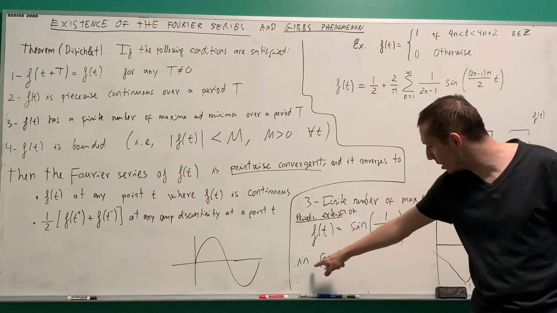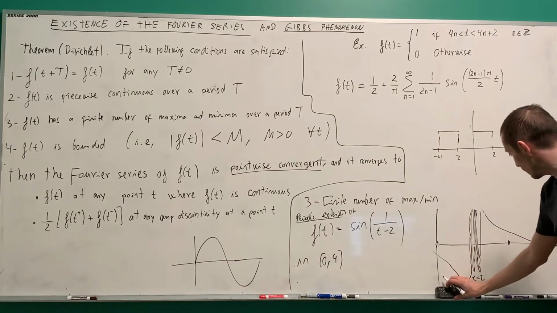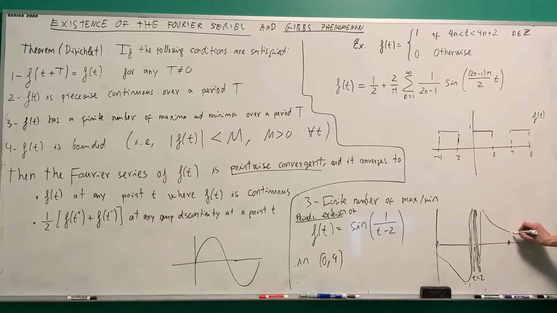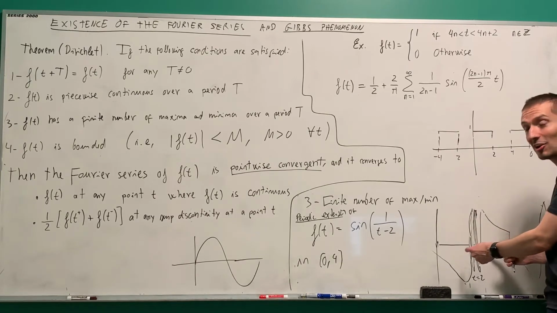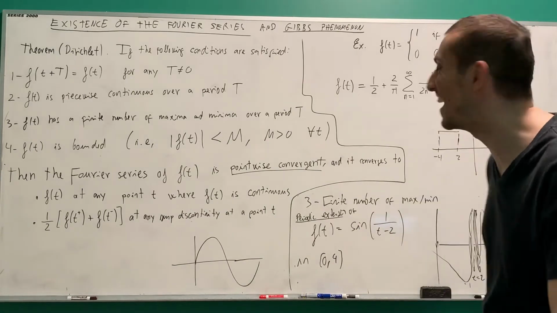Now, this function is not periodic, but we can make it periodic by saying, I want the periodic extension of this from 0 to 4. So from 0, say, to 4. If I do that, then I'm going to have, again, the same function. It's periodic, so I just repeat it. So I get the same function, with a lot of oscillations here, and then down, and so forth, repeating that. At every period, though, this thing has an infinite number of maxima and minima.